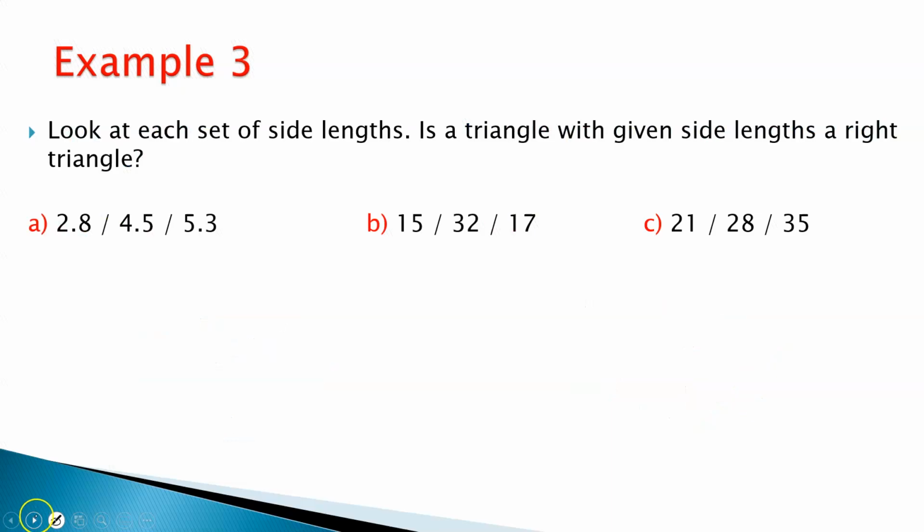All right, moving on here. Example number 3. It says, look at each set of side lengths. Is a triangle with a given side length a right triangle? So here's the way that we're going to prove it. We're going to use our good old-fashioned Pythagorean theorem.